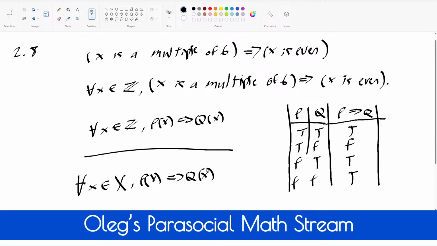So let's take this example here. X is a multiple of 6, which implies X is even. Now at the top, this is a true statement. Here, what that implies is that every member of the set has to be a multiple of 6 for X to be even. In other words, this condition would have to hold for all of them. That's all they're saying. They're saying this part right here is implied.